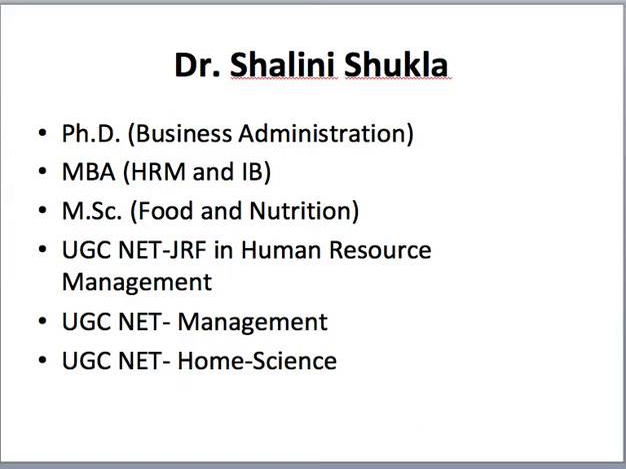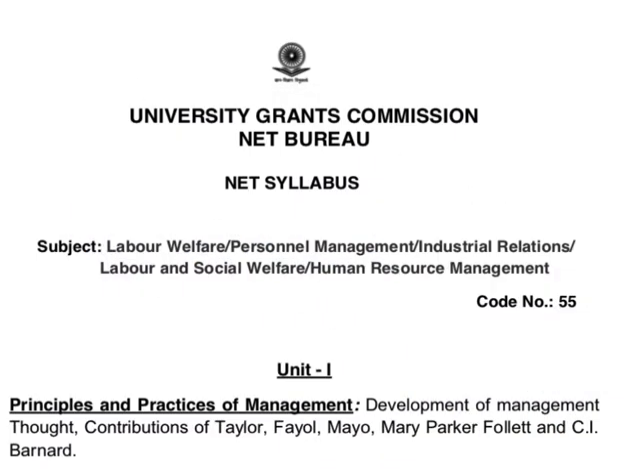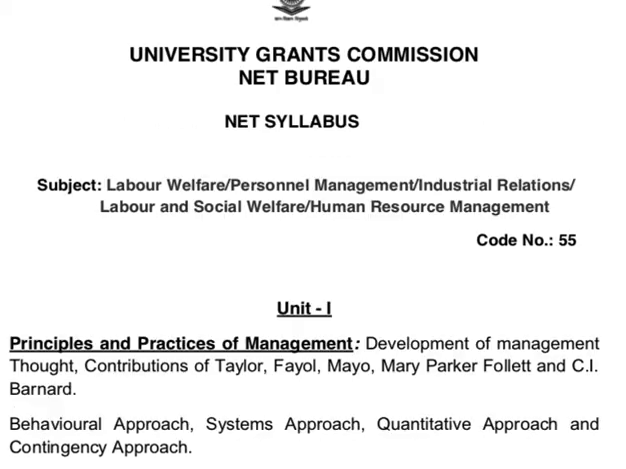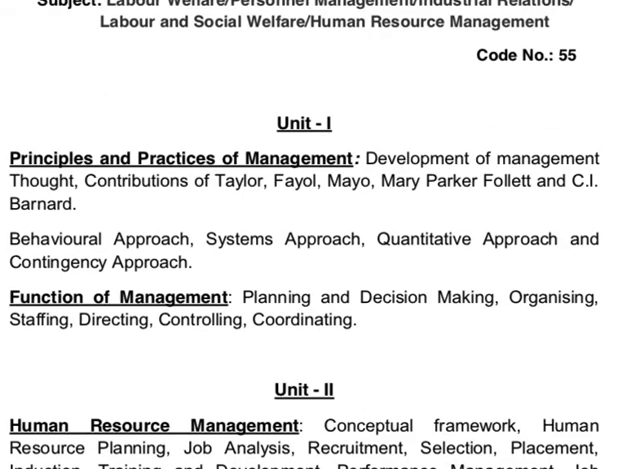So let's start. As we can see, paper 2, that is labor welfare and personal management, has scored 55. This paper aims at checking and evaluating your subject knowledge, your domain knowledge of the PG degree. Just like other papers, this paper is also divided into 10 units, in which 5 units are divided into 2 parts and 5 units contain only 1 part.